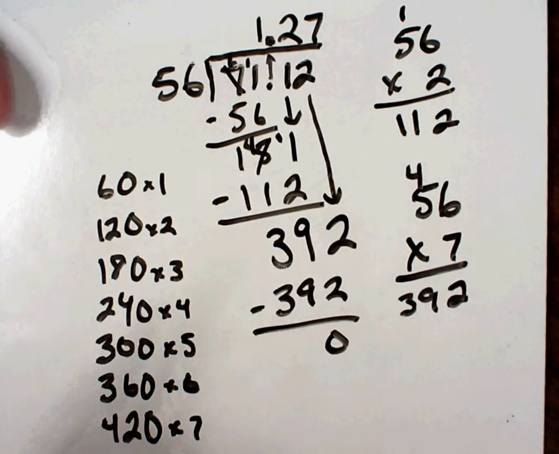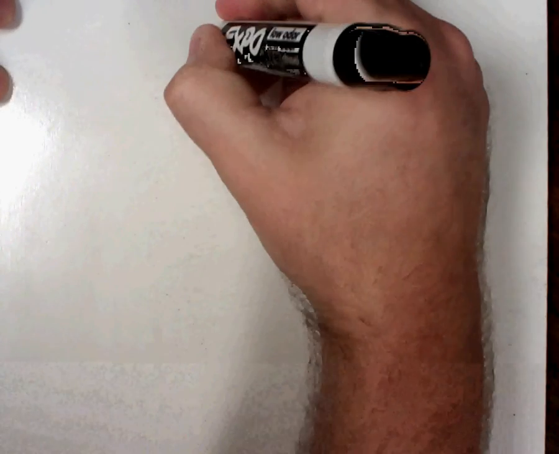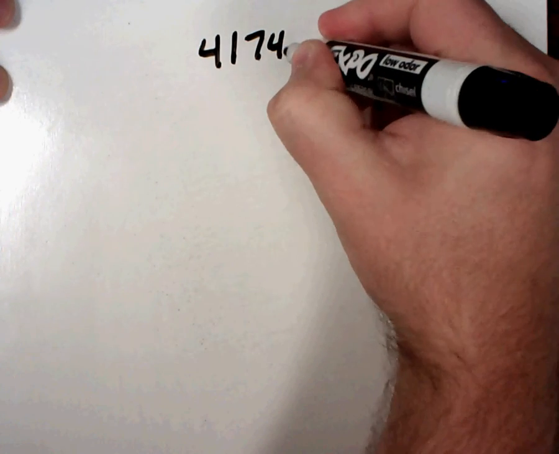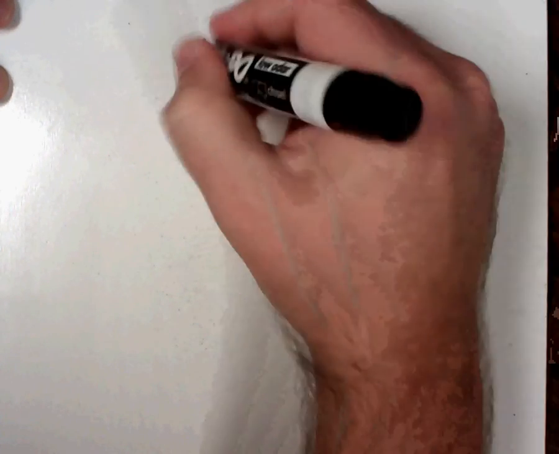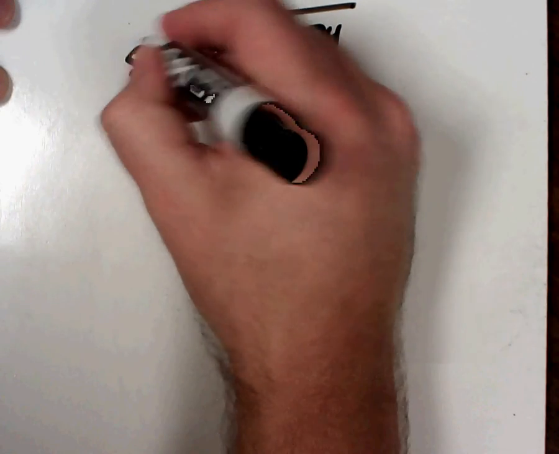Okay, last problem. A little bit more computation than the last one, but not quite as much as that first one. 4,174 and 84 hundredths divided by 58.